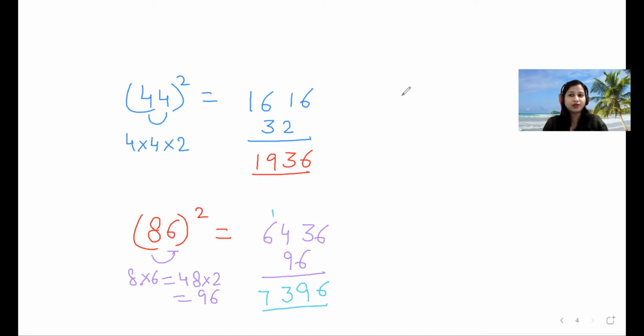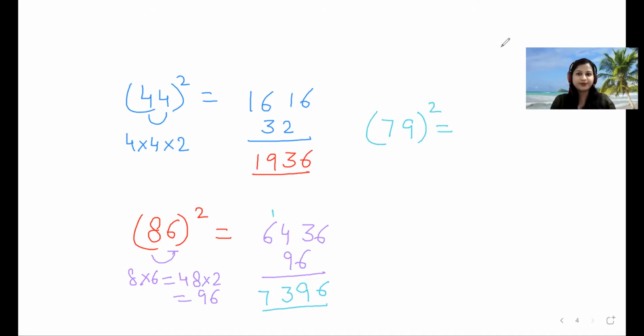Wonderful. Now let's move to the next number. The number which is having the unit place 7 this time. Okay, quickly do the same trick. 79 square. Okay, let's solve this one. I think it's done. Don't forget to write in the comment box. Your answers are very precious for me.